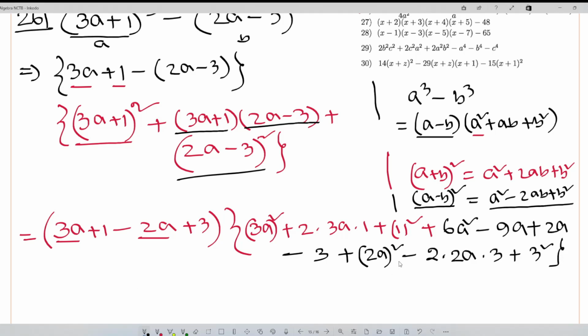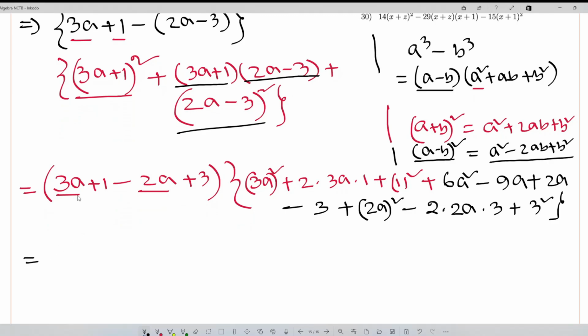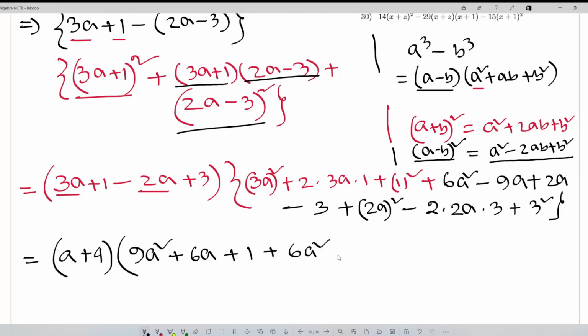Now look, this one is 3a minus 2a, it's the a, and plus 1 plus 3 should be 4. Okay, now look, 3a square, it means 9a square, plus here is 2 times 3, it's 6a, plus 1, then plus 6a square, then here is minus 9a plus 2a minus 3, plus 4a square minus 2 times 2 is 4, 4 times 3 is 12, 12a plus 9.